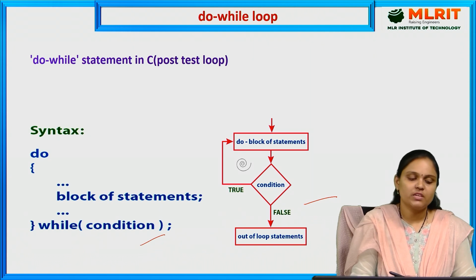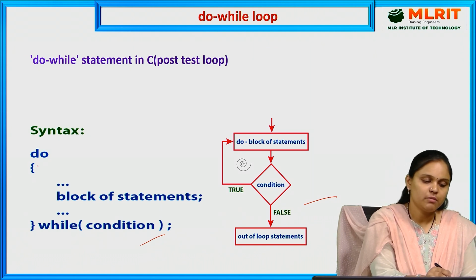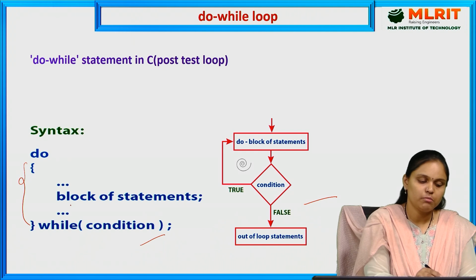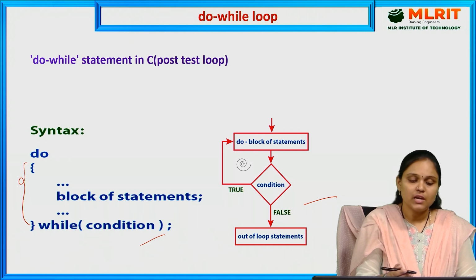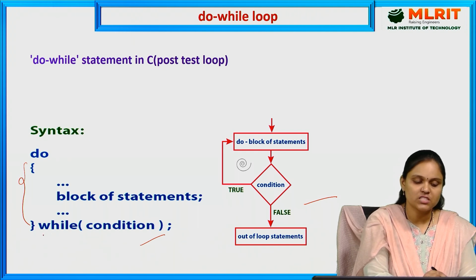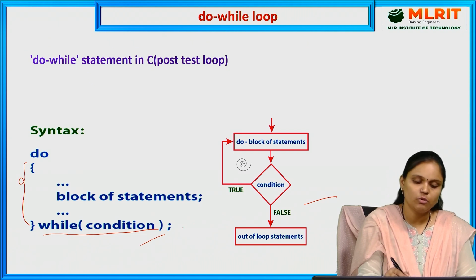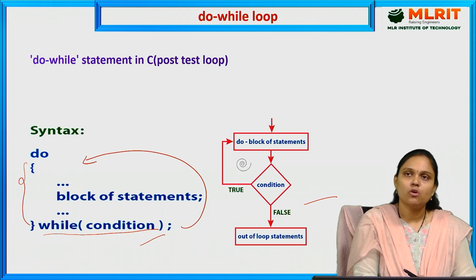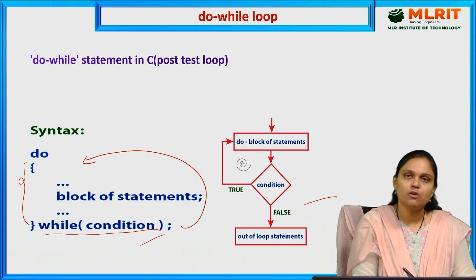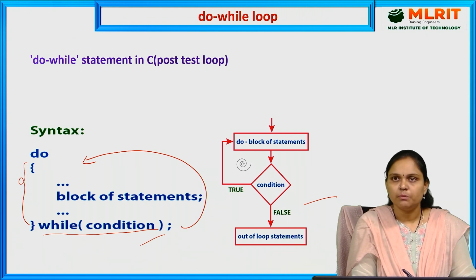The syntax difference is the do, and here in the brackets we write the block of statements that we want to repeat. After writing the block of statements, we check the condition. If the condition is true, then only it will go and repeat the block of statements. If the condition is false, we come out of the repetition statements.